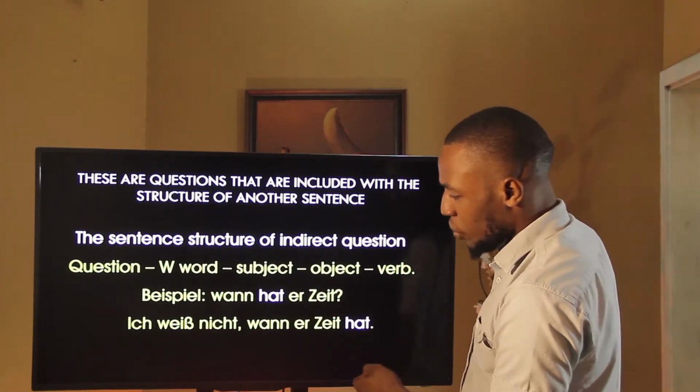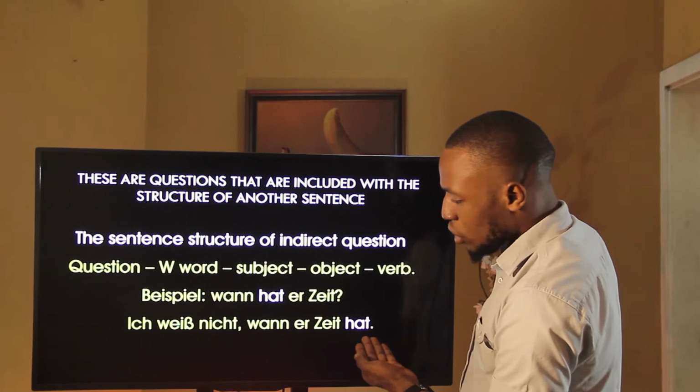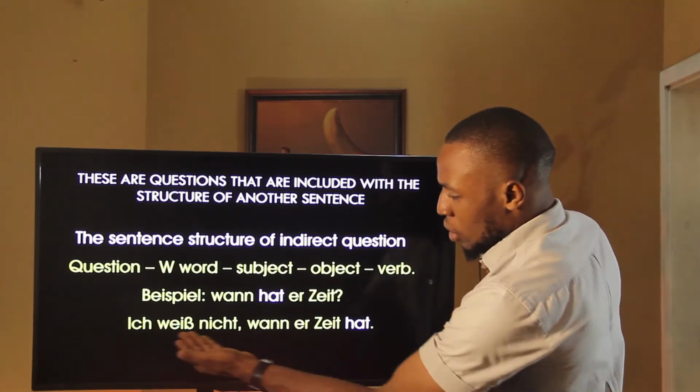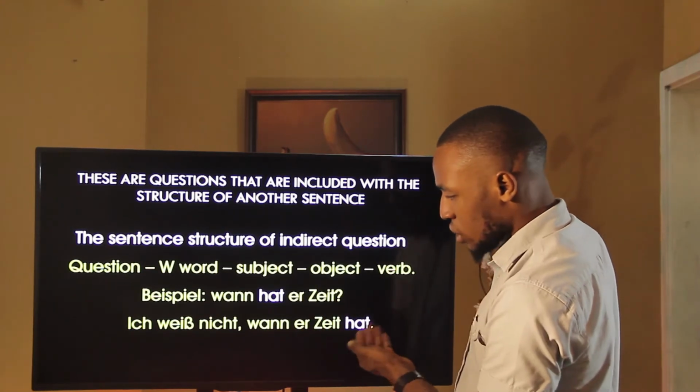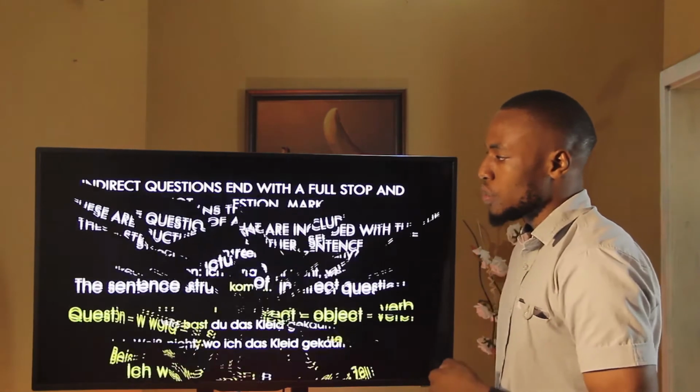And in this case, we simply have this displaced to where? The end of the sentence. So we now have, "Ich weiß nicht, wann Zeit hat." All right, let's look at further examples.